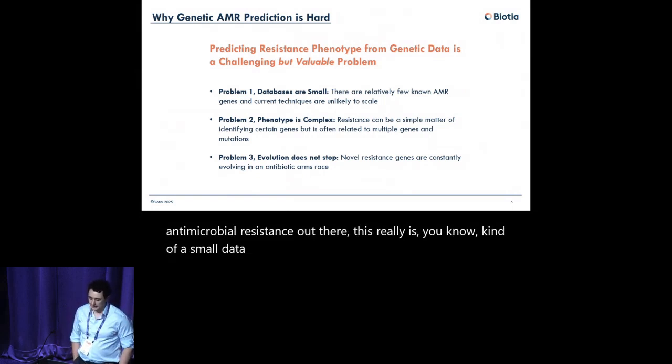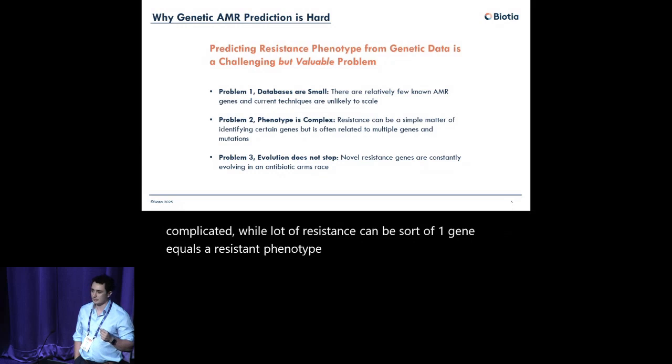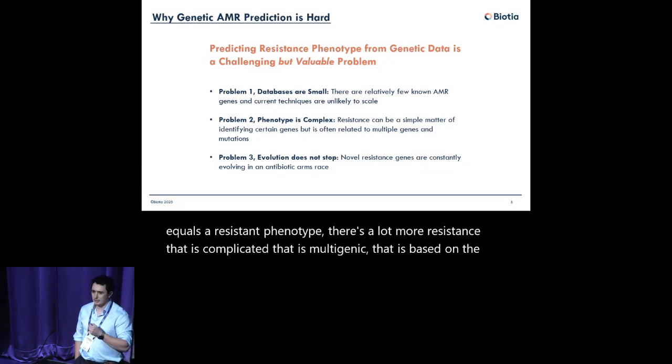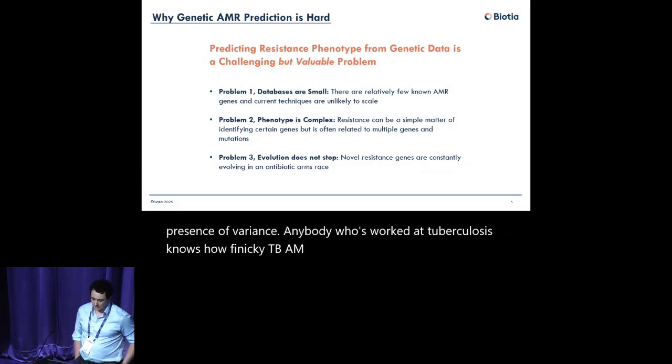The second problem, phenotype is complicated. While a lot of resistance can be one gene equals a resistant phenotype, there's a lot more resistance that is complicated, that is multigenic, that is based on the presence of variants. Anybody who's worked with tuberculosis knows how finicky TB AMR genes are, for example.